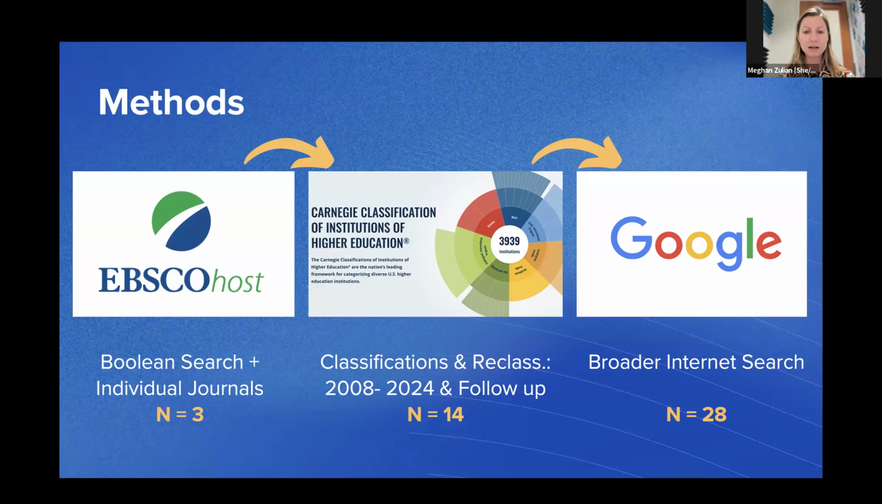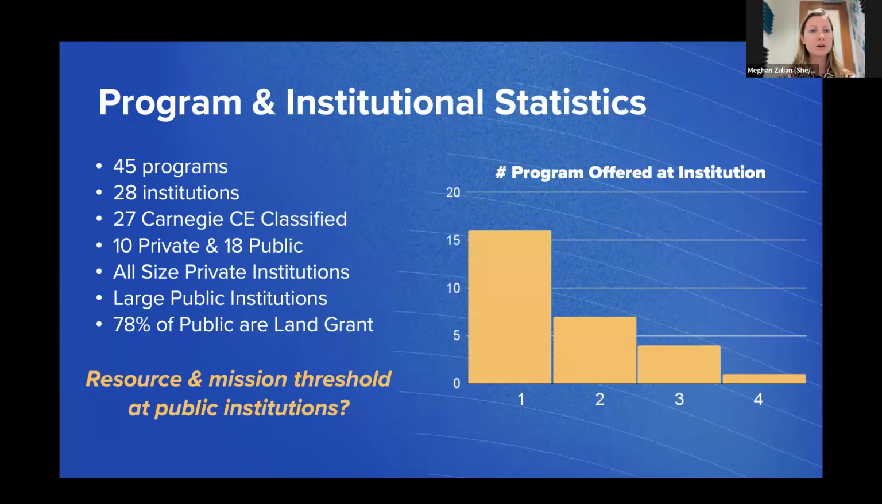I then followed up with the data that universities submit to the Carnegie elective classification for community engagement. And in there, I found many more programs, so 14 programs from that. And then from there, I ended up doing more broad internet searches to try to capture even more programs that were not captured in the first 2. And so what I ended up finding is 45 programs total at 28 different institutions.